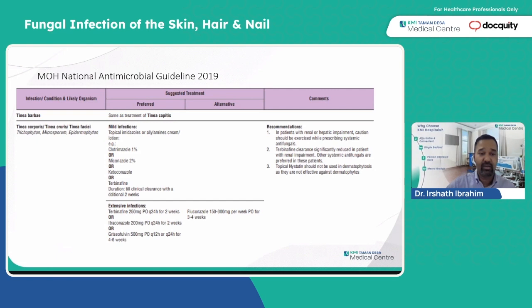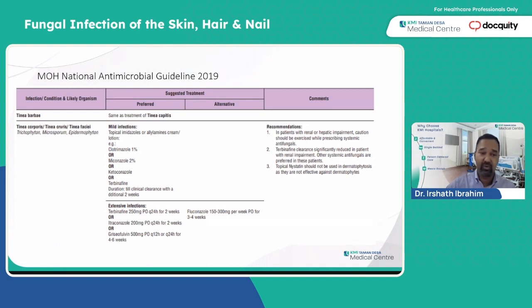So our MOH guideline recommends the same dose but for 2 weeks instead. Sometimes I do give it for 2 weeks if the tinea corporis, cruris or faciei is very extensive, or if it's recurrent. And then terbinafine is also recommended for 2 weeks. The dosage is the same but for 2 weeks.